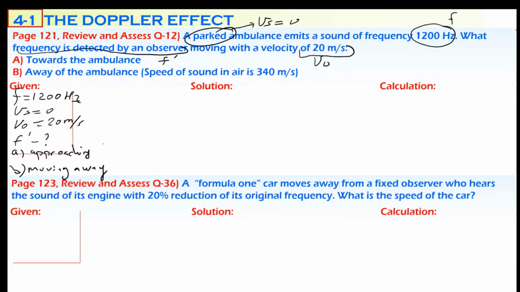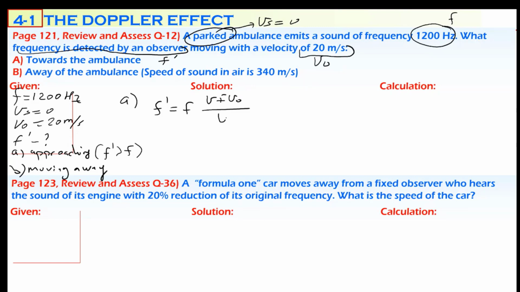In the approaching case, what do you think? F prime must be greater than F in the case of approaching, correct? If the observer is moving towards the ambulance, the pitch must rise. They are relatively approaching. So let's solve A. The right equation: F prime is equal to F times V plus minus VO, divided by V plus minus VS. Which one is zero here? VS is zero. Don't write VS. Clean it.